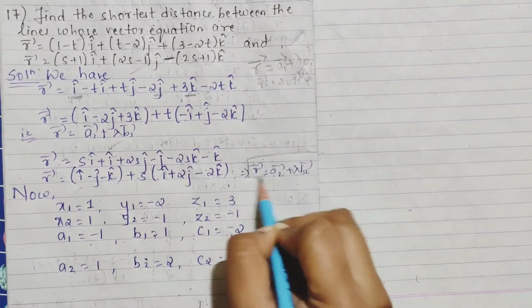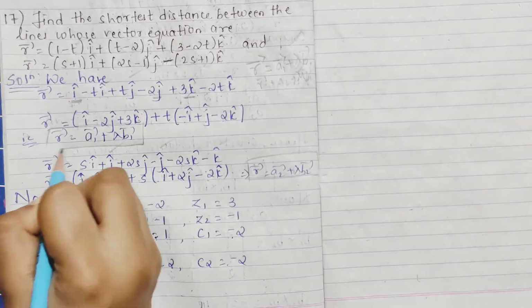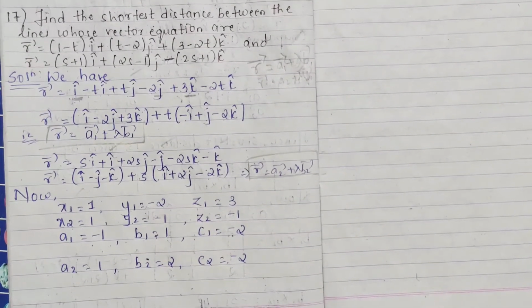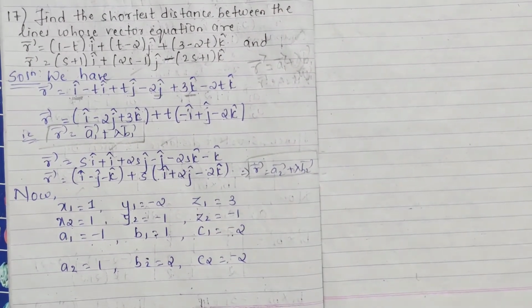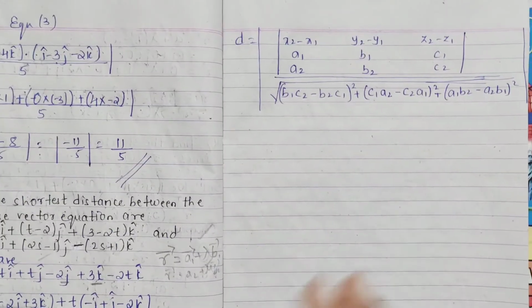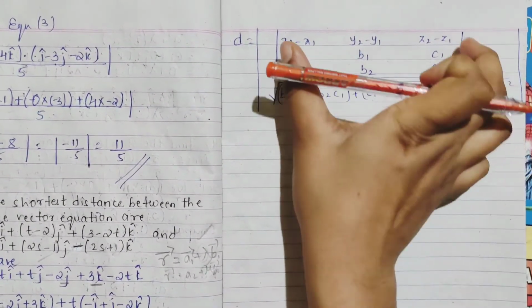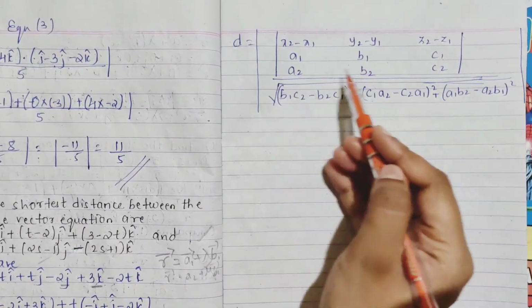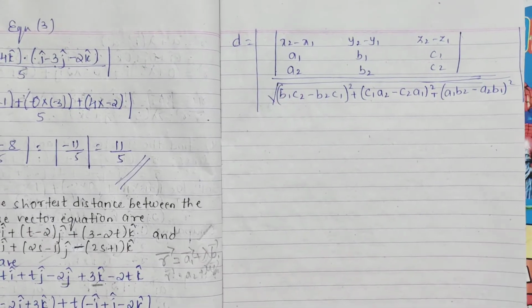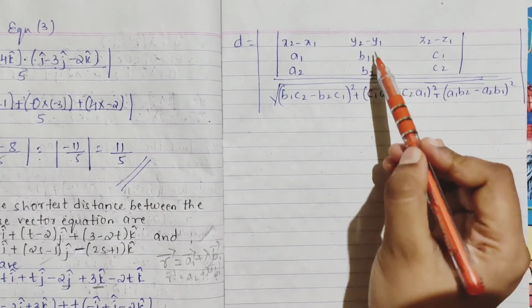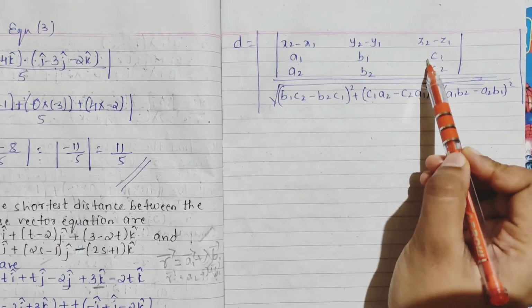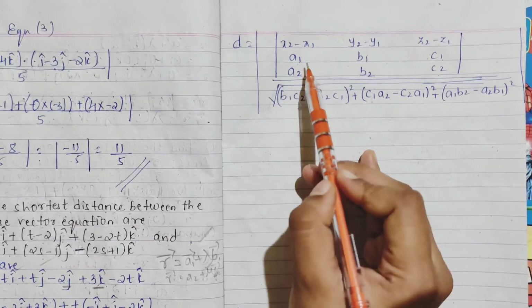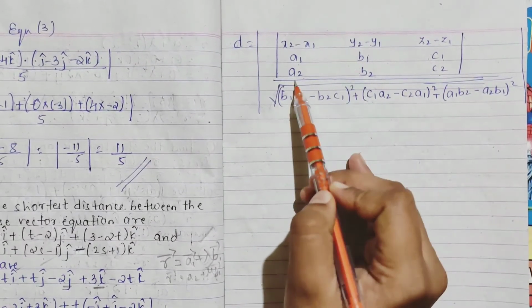This you can avoid. If you don't write this part, I just wanted to show you we have got it in our standard form. Now we'll write our formula and do it. This is your Cartesian formula: the determinant x2 minus x1, y2 minus y1, z2 minus z1, a1 b1 c1, a2 b2 c2, and then the square root of (b1 into c2 minus b2 into c1) whole square plus (c1 into a2 minus c2 into a1) whole square, plus (a1 into b2 minus a2 into b1) whole square.